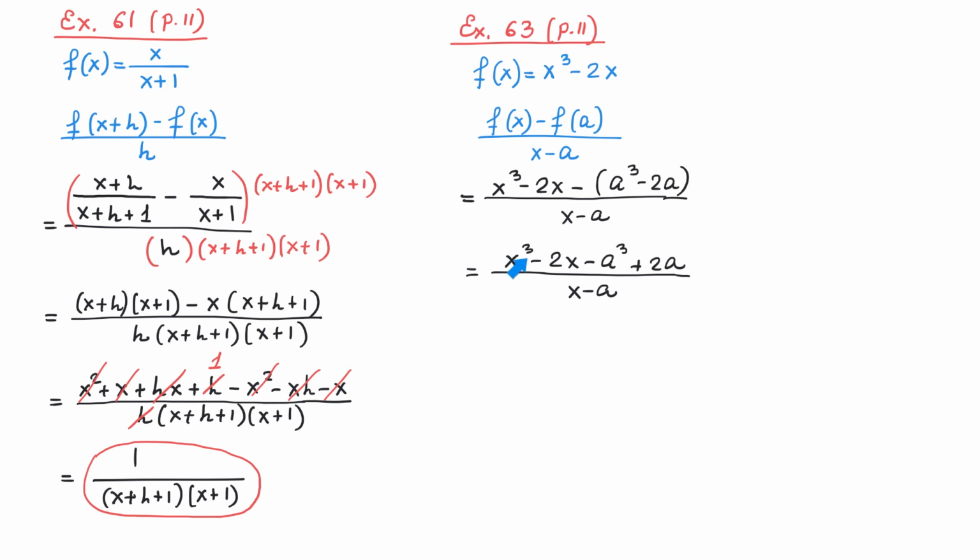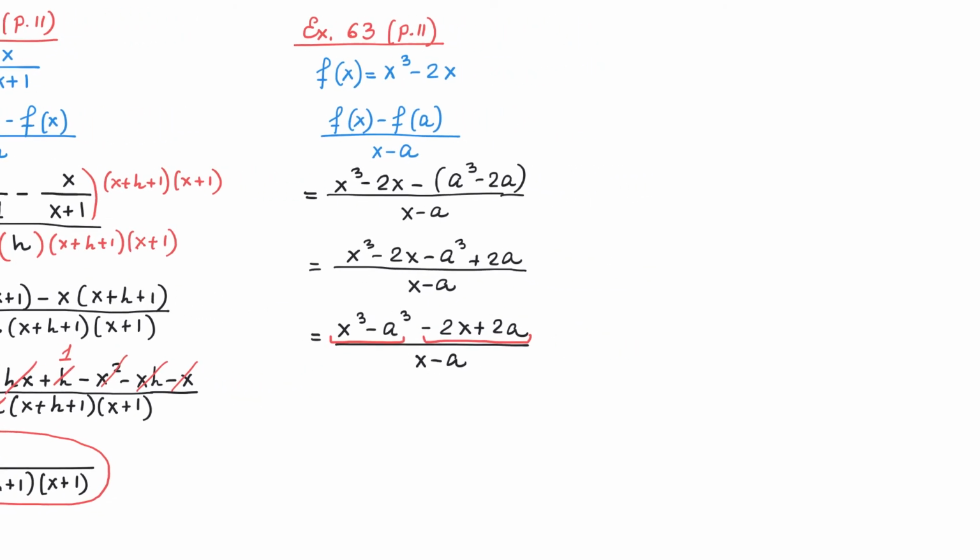The numerator has 4 terms, so let's see if grouping will work. We will group together x cubed with negative a cubed, then negative 2x with 2a. So let's write x cubed, then next to it we will write minus a cubed, then the rest, minus 2x plus 2a. All this over x minus a. So again, this is one group, and this is another group.